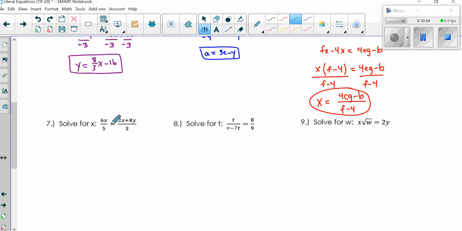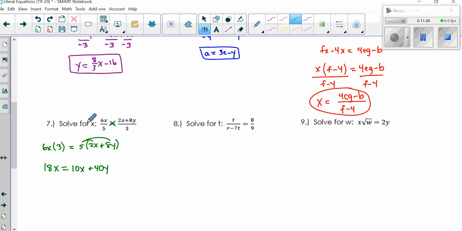Notice that I have a fraction equals a fraction. This goes back to math 2. This is when we cross multiplied like this. That means that I'm going to do 6x times 3 equals 5 times 2x plus 8y. Okay, so I'm just trying to show the distributive property here. 6x times 3 gives me 18x. Over here, I have to distribute to both terms. That's going to give me a 10x plus 40y.